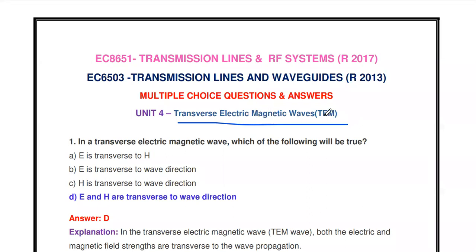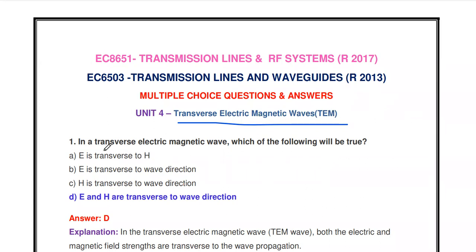Today we are going to discuss objective type questions and answers from the topic transverse electric and magnetic waves. In the previous video we discussed the transverse electric wave and the transverse magnetic wave: what is a TE wave, what is a TM wave, and which one is the dominant mode in TE and TM waves, and so on. Here we are going to discuss questions from the transverse electric and magnetic wave.